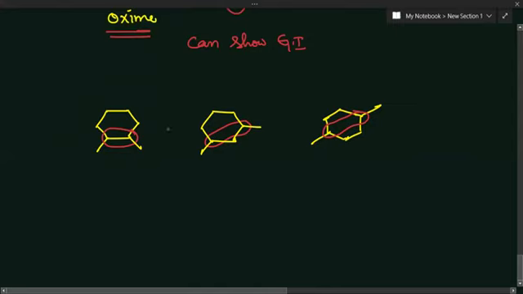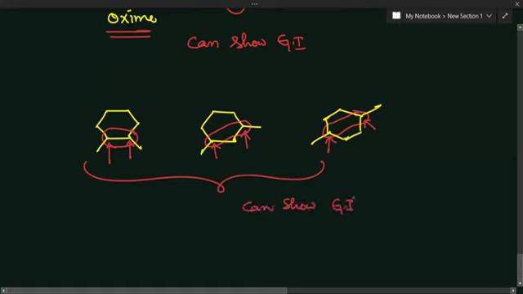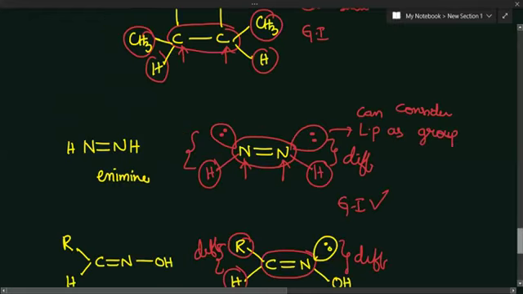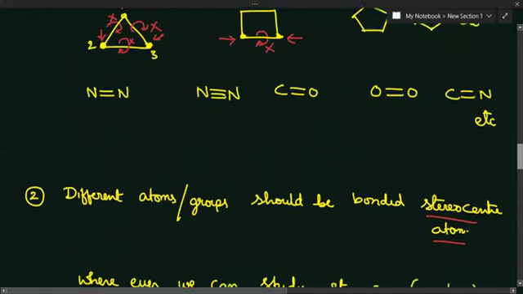Try to draw the open structure of this skeletal structure with carbons, and then you'll understand. This carbon has two different groups. Here, this carbon and this carbon have two different groups. So therefore, these three can also show geometrical isomerism. So a quick revision: what are geometrical isomers, and then what are the conditions?